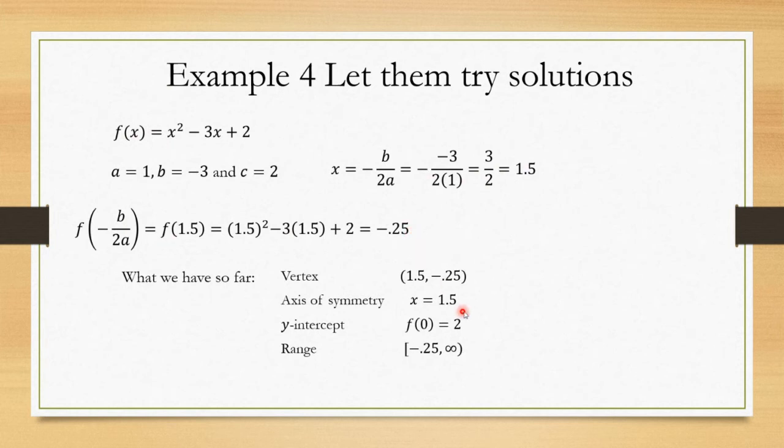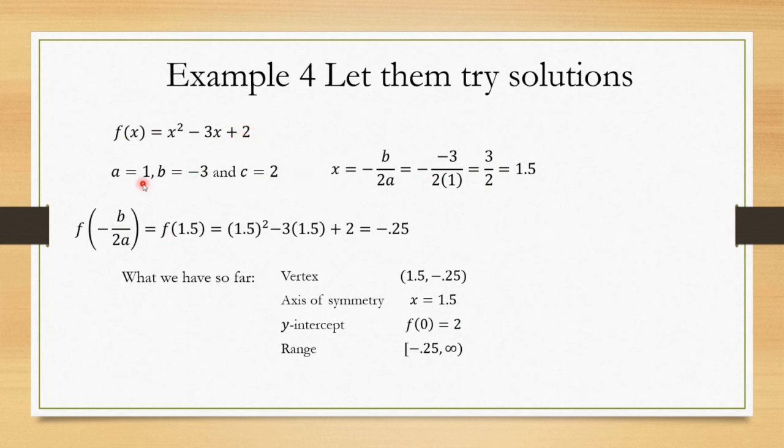And we also have our axis of symmetry here, 1.5. Here's our y-intercept, f of 0 is 2. Again, you just replace x by 0. It's just a constant term. The term with no x's.